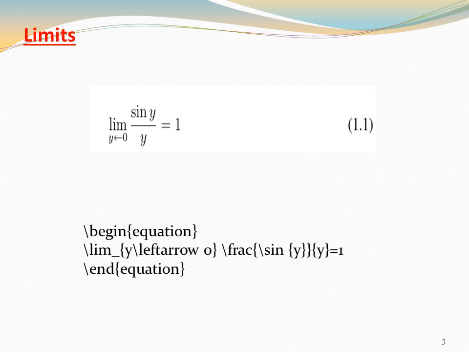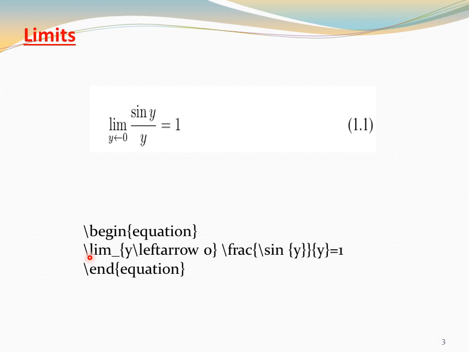Compared to the previous slide, the difference is that instead of the right arrow we are using the left arrow. So I'm using the begin equation statement with the end equation. When we are using begin equation, the equation number will come by default. Here 1.1 means I'm writing the equation in chapter 1, so it will be represented as chapter 1 equation 1.